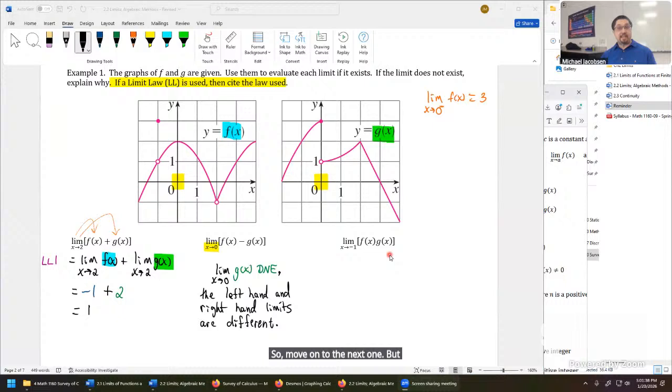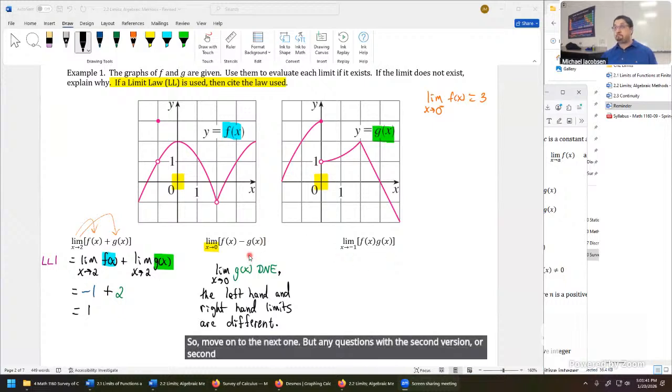But any questions with the second version or second problem so far?